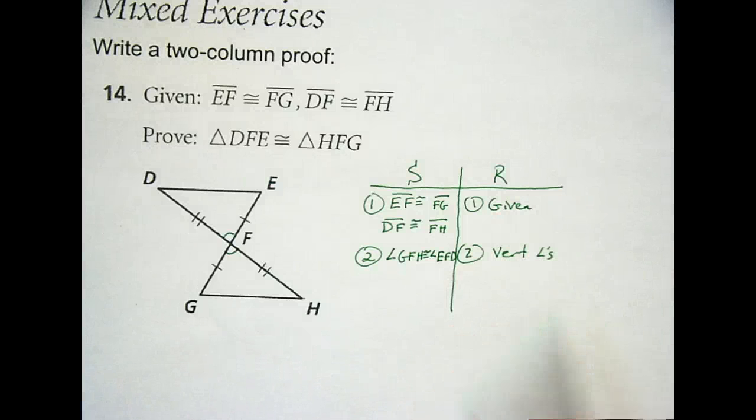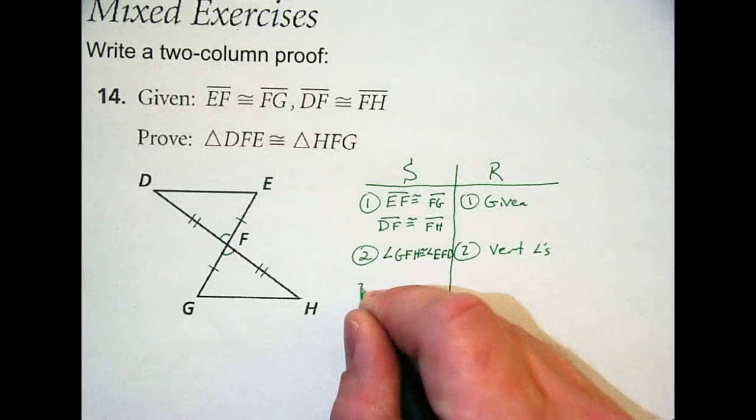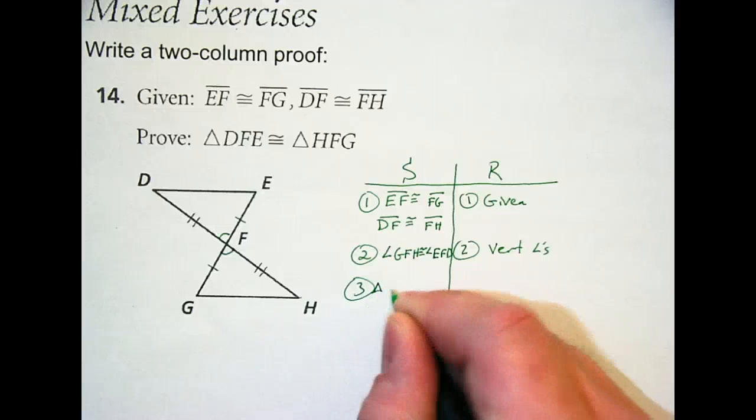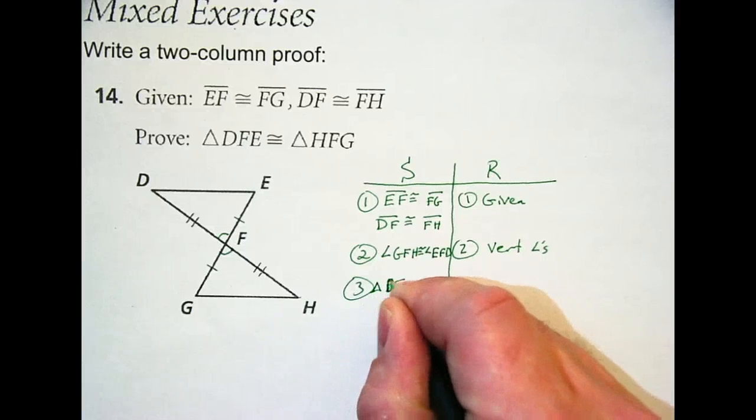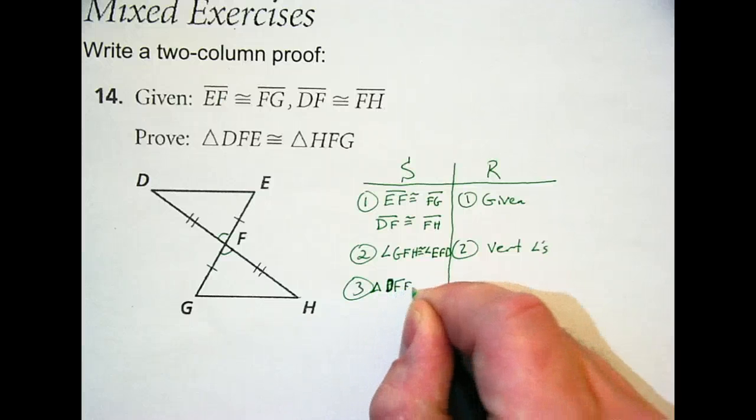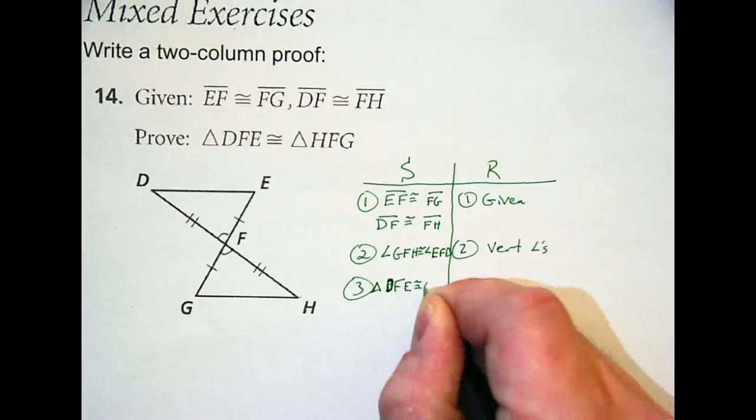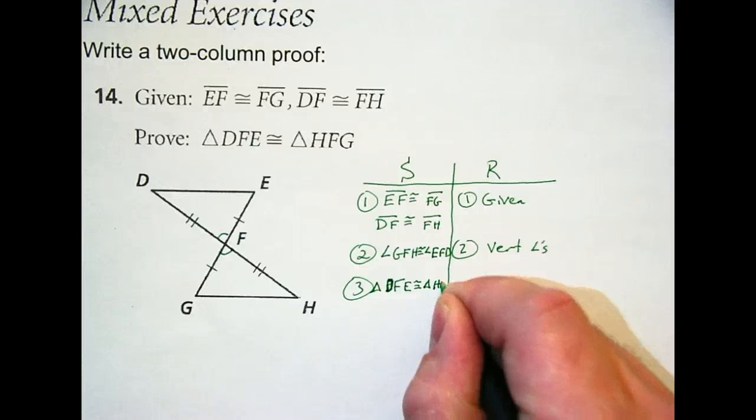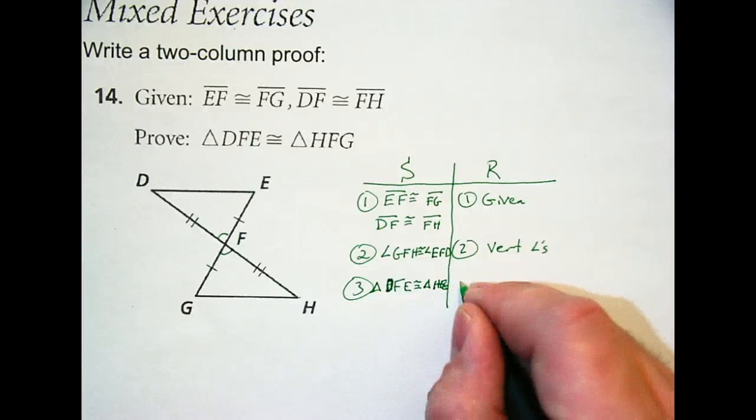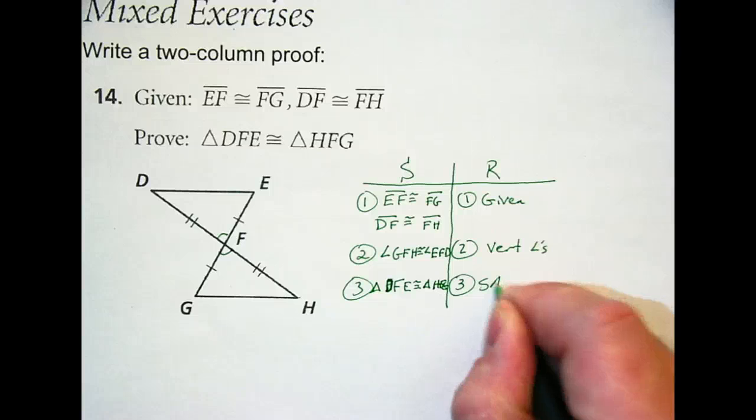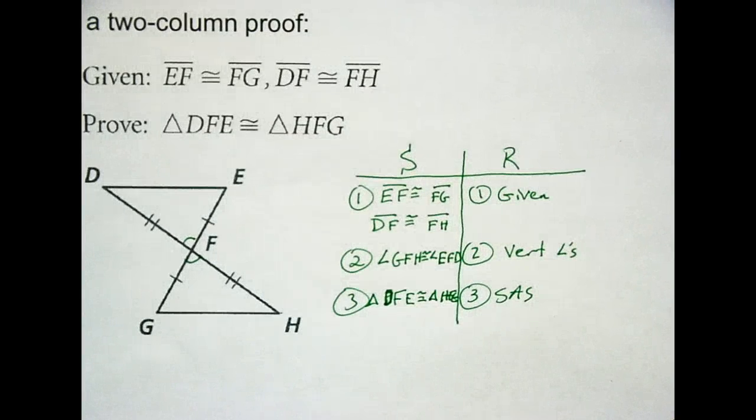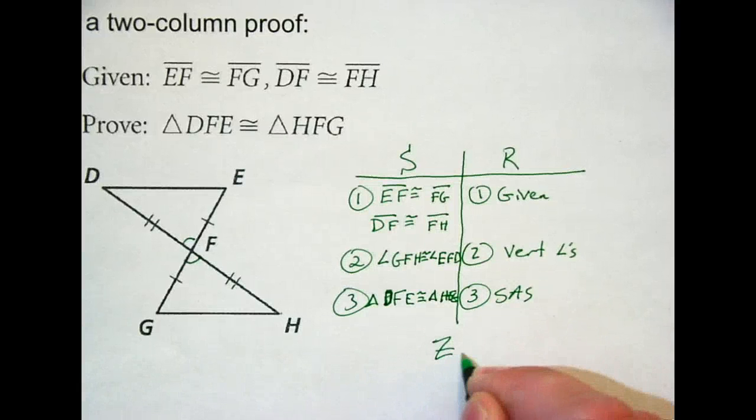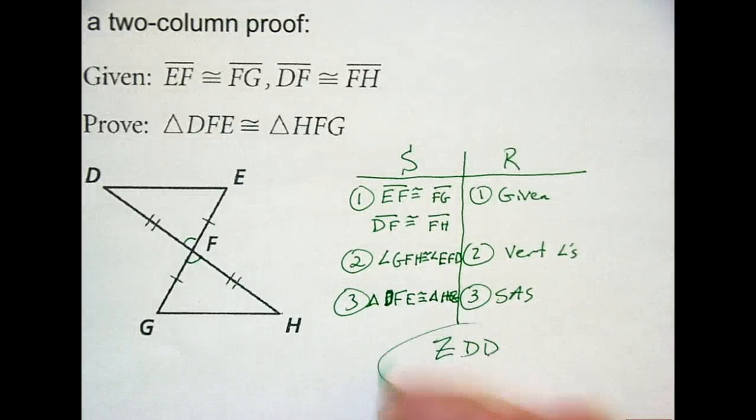This we're done with. Our third statement is triangle DFE, not P. So triangle DFE is congruent to triangle HFG by SAS. Give yourself more room and use a pencil, please. Unbelievable on my part. Okay, we use our Z, D, and D. There we go.